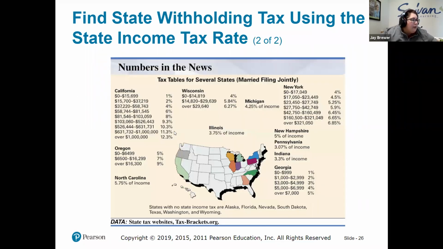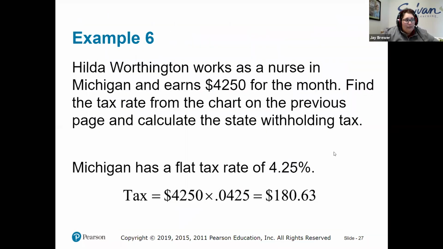I'm going to let you know that Pennsylvania, there we go. Let's take a look at this. Pennsylvania is pink. So 3.07% of income. No matter what your income is, 3.07% of it is being paid. But again, look at this. Tax tables for several states, married filing jointly. I'm going to let you know a lot of people I know are married and they still file separately because that's what gets them the most money.